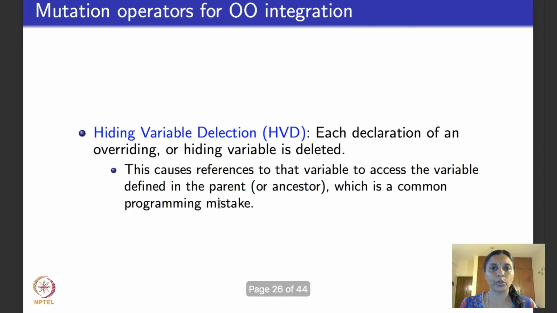The next one that we are going to see is deletion. What does this delete? This deletes what are called overriding or hiding variables. The operator is called hiding variable deletion. By just reading the name, you should be able to figure out what it's supposed to do. It can't be too difficult. What does this mutation operator do? By deleting the overriding or hiding variable, we cause references to that variable to access the variable defined in a parent or in any ancestor. This could be a common programming mistake that can be caught during integration testing.